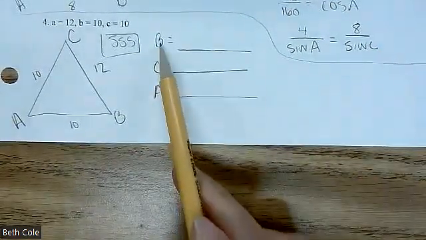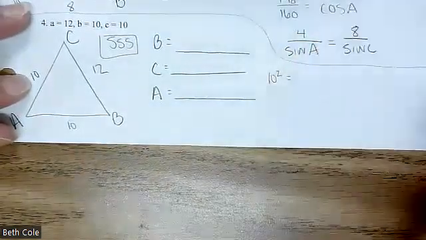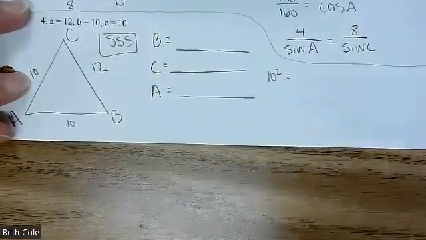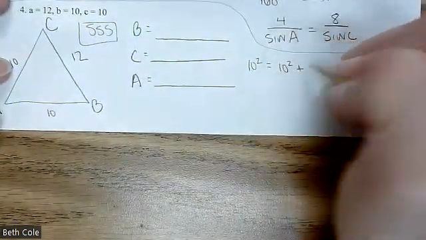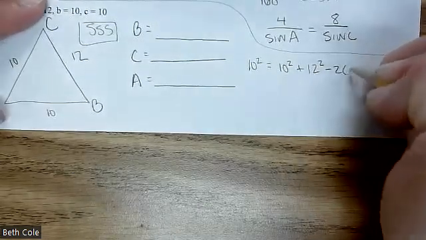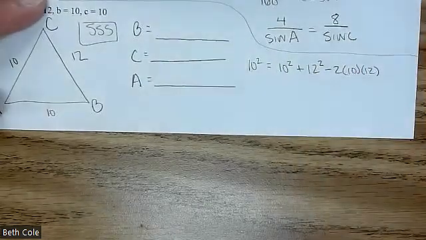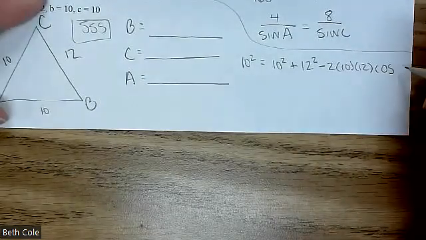All right, so we're going to find B. That means we start with B. It's going to be 10 squared equals, and then what goes on the other side? 10 squared plus 12 squared minus 2 times 10 times 12 cosine of B.